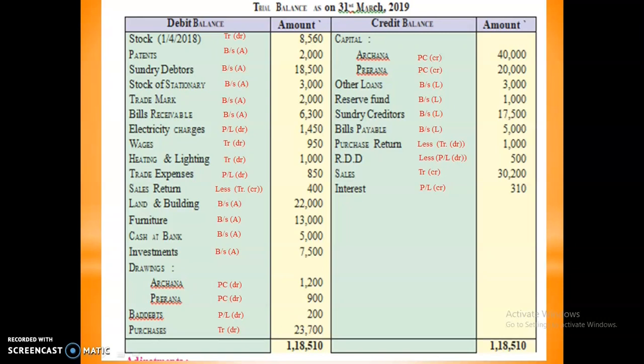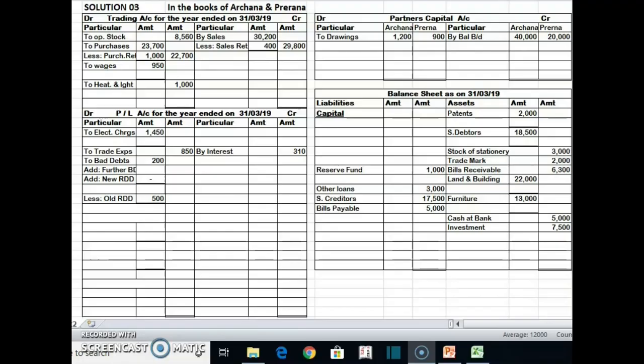Now these are all the postings of your trial balance item. In this trial balance, there's patent and trademark, which are intangible assets. So it will be recorded in balance sheet asset side. Trade expenses will be recorded in profit and loss account, as there are no other expenses like miscellaneous expenses, general expense or sundry expenses along with trade expenses here. So we record trade expenses in profit and loss account. These are the postings of your trial balance item.